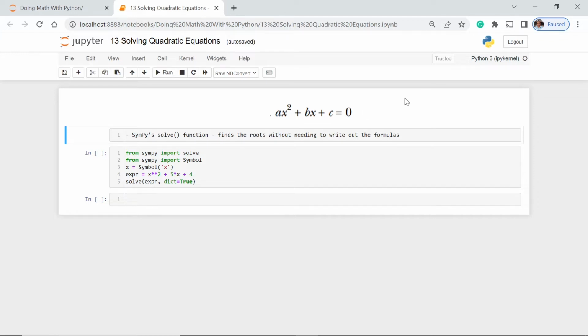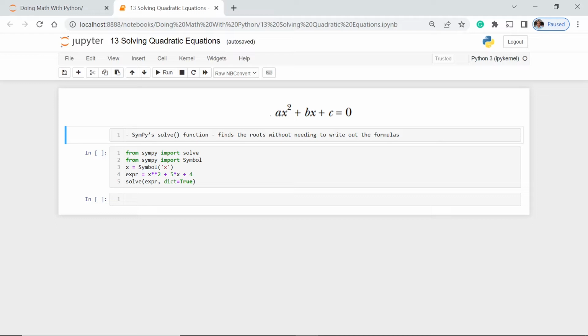In Python, we use the solve function from the library SymPy, and this finds the roots without needing to write out the formulas. So first, we're going to import these packages. We have solve and Symbol from SymPy. And let me share with you again what Symbol is.